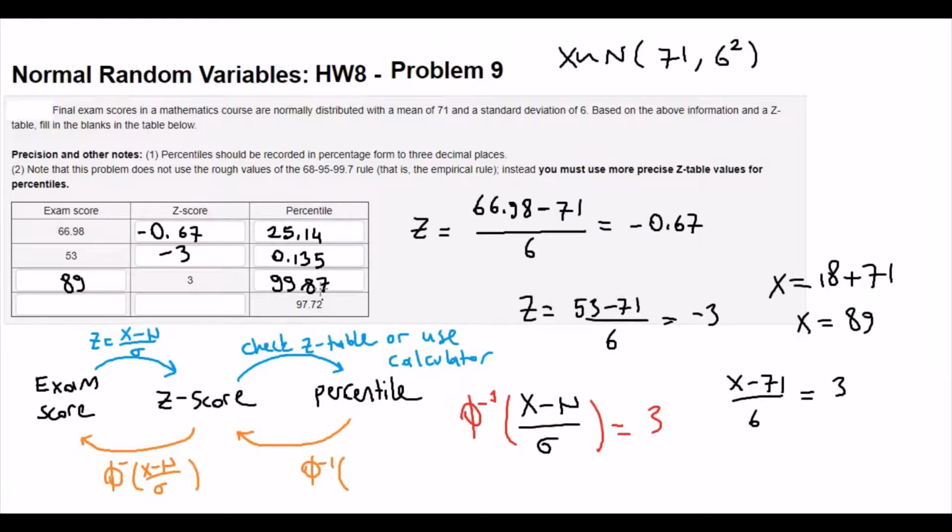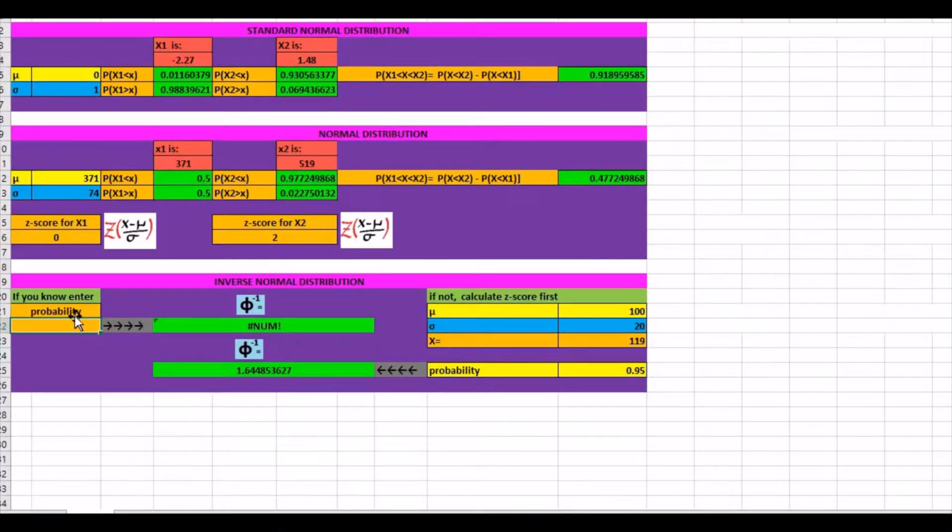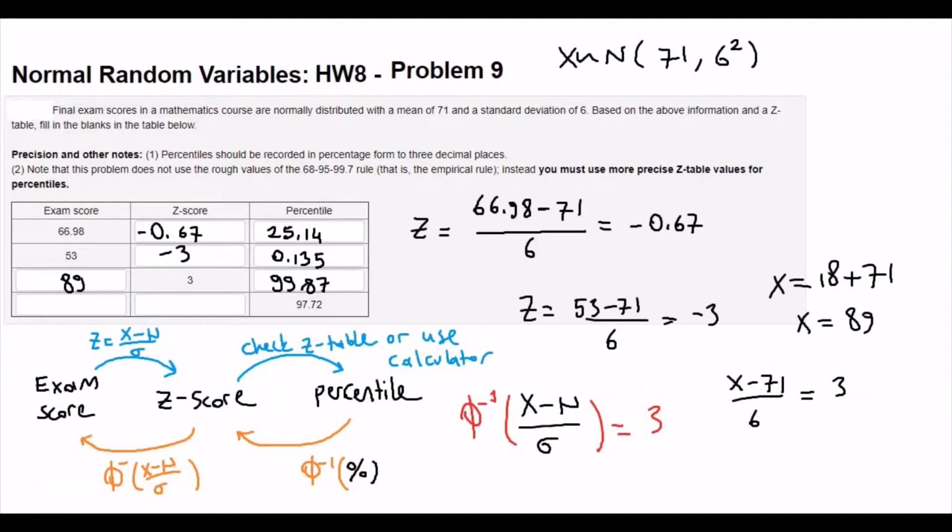The last row is the inverse operation of percentile. So if we take the inverse operation of the percentile, we obtain the z-score. 97.72%, written in decimal, 0.9772, is equal to a z-score of 1.999. So our z-score is 1.999.